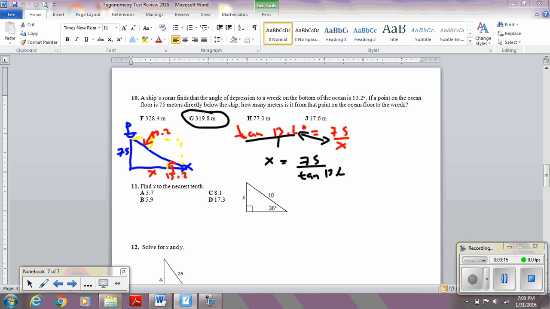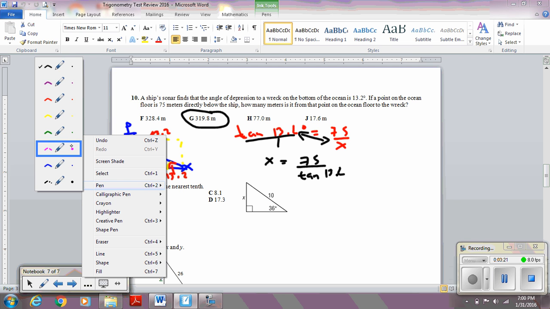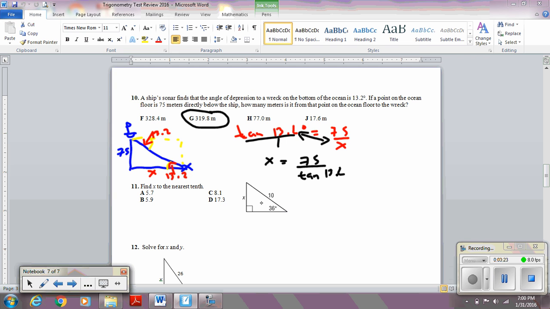Number 11 wants us to find x to the nearest tenth. X is a side. So my angle is down here in the corner. It's across from x, so x is opposite, and 10 is the hypotenuse. So I can use sine. The sine of 36 degrees is equal to x over 10.